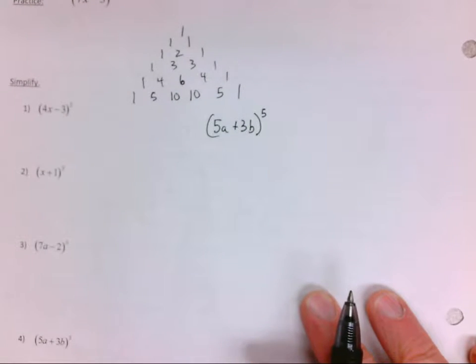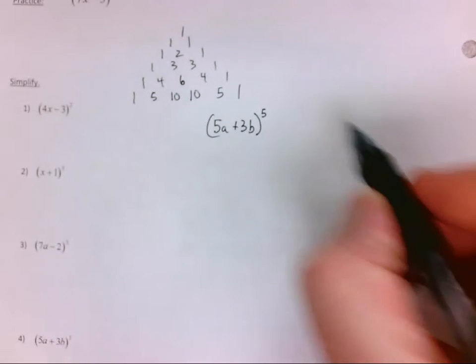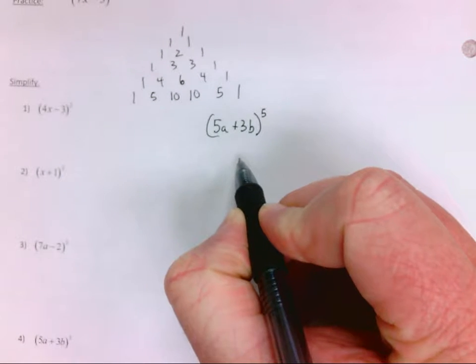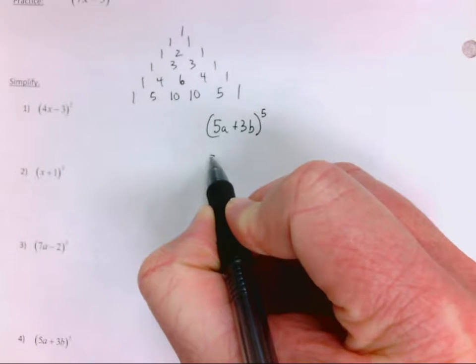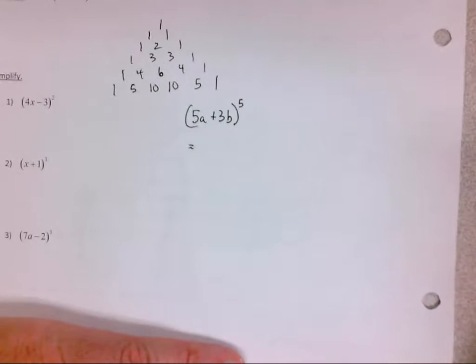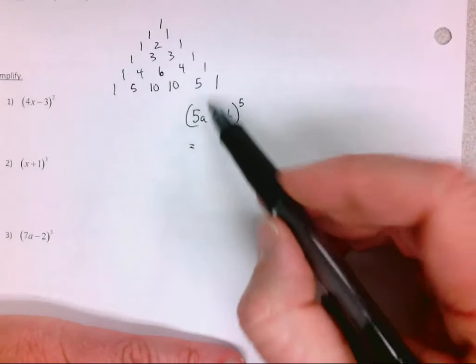Number 4 is the third power. I'm going to do this to the fifth power. So first thing I always want to do is line up and make sure that I have everything set up in such a way that I can put in my stuff from Pascal's triangle at the right way.